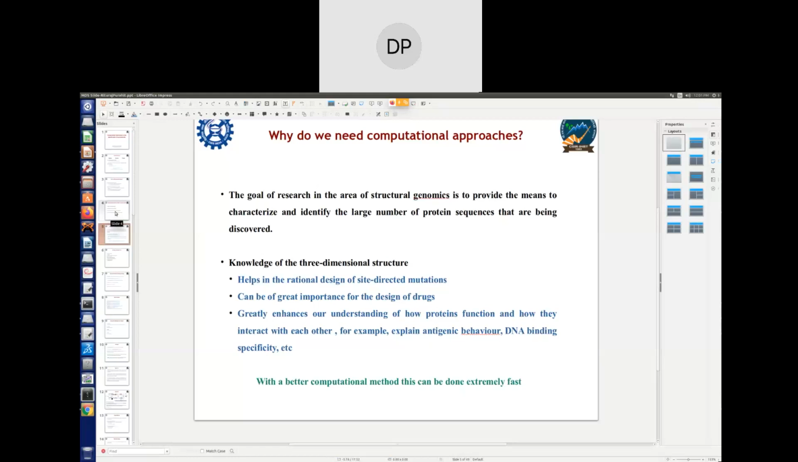You can increase the activity of a protein, or you can minimize it. For that, you need the three-dimensional structure. Like if you want to perform docking, as you saw in the previous lecture, for that also you need a starting three-dimensional structure. It also helps with rational design; for rational drug design, you need the three-dimensional structure of the site, and for site-directed mutation.